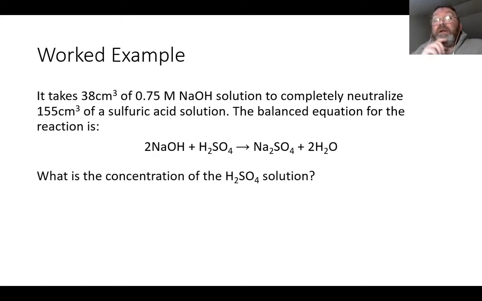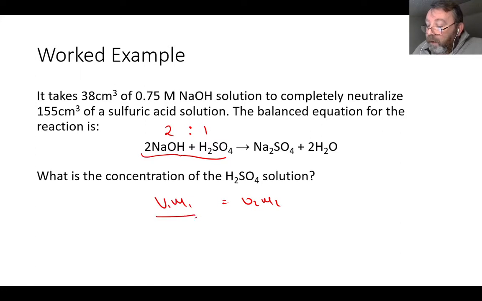Now, what's the first thing I notice? The first thing I notice between the reactants is the ratio of reaction is 2:1. Okay, so I'm still going to be using V1M1 equals V2M2. However, because of the fact that it's 2:1 of NaOH and H2SO4, I've got to put that ratio under each one. So this side here is going to represent the NaOH, and this side here is going to represent the H2SO4. And all I've got to do then is fill in the numbers.